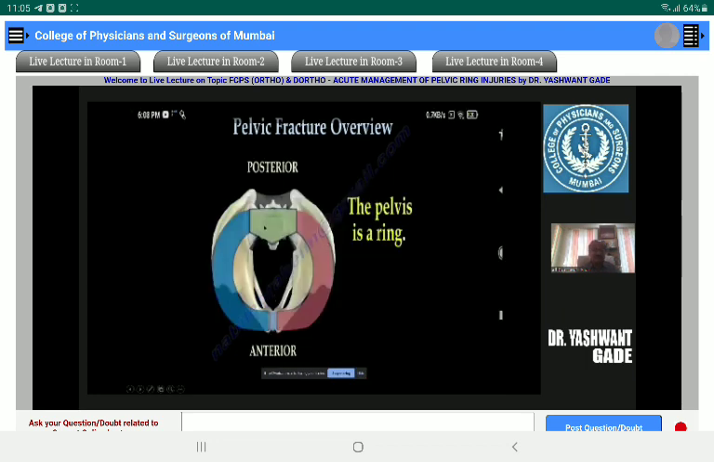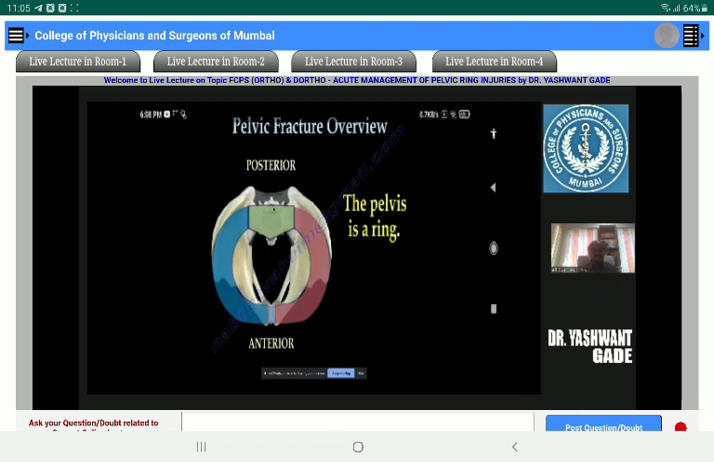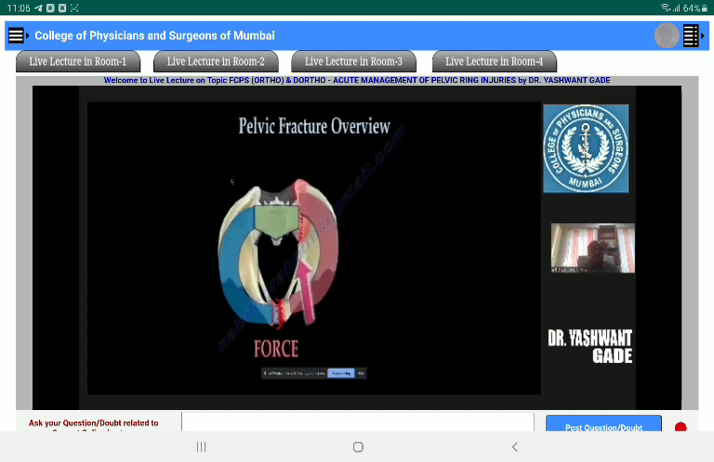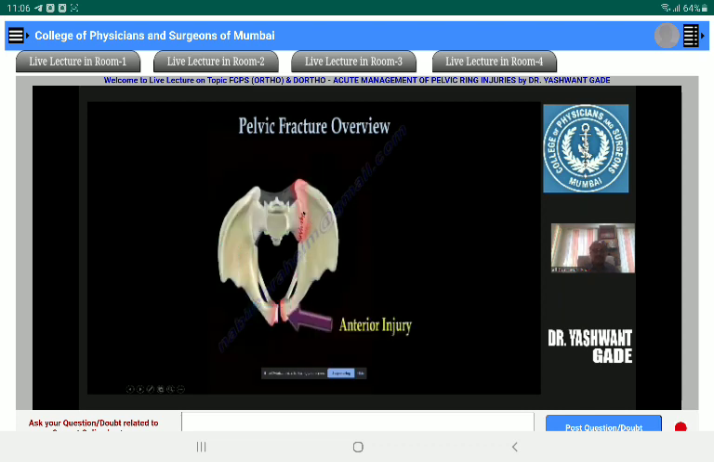Now the pelvis is a ring. Now we can see that it is a ring where anteriorly there is pubic symphysis and pubic bone. On the lateral side there are ilium, and posteriorly the ring is formed by sacroiliac joint and sacrum. Now, disruption of the ring with forces of the accident can lead to disruption on the anterior side, that is pubic symphysis, and on the posterior side there is disruption of the sacroiliac joint.